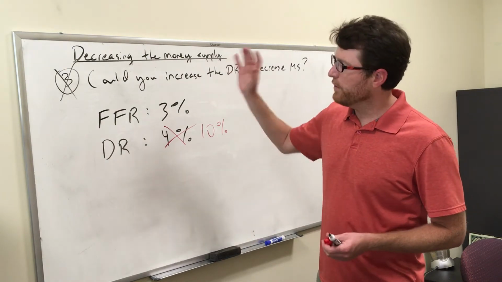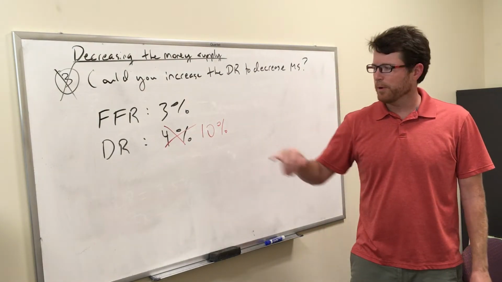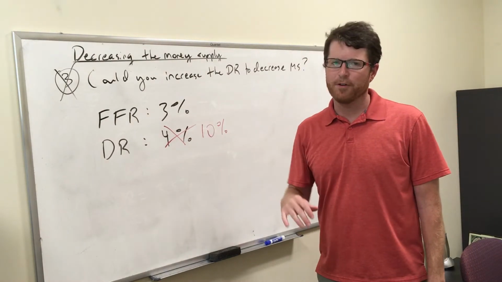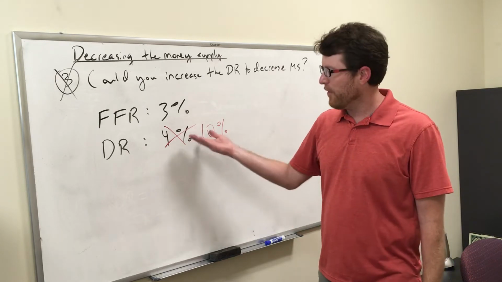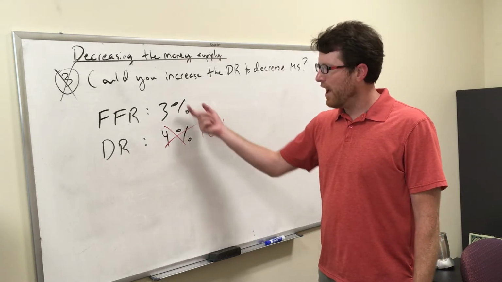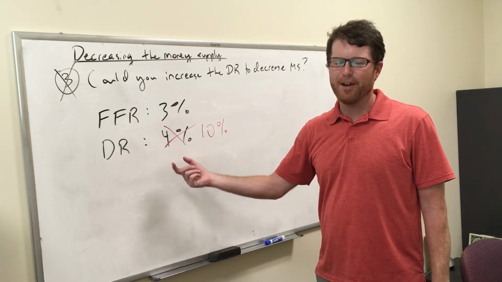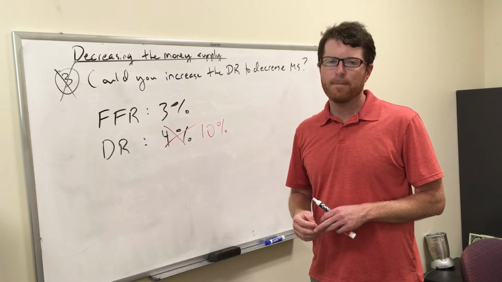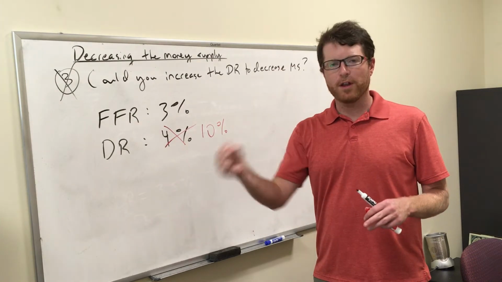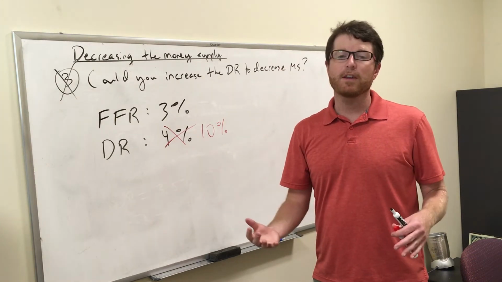Okay? So this one doesn't work, and the reason it doesn't work is because the discount rate is virtually always above the federal funds rate to begin with. So if the Fed raises the rate to be even higher than it was before, it does nothing because the banks continue to borrow from other banks. Okay? So this is the one that only works for increasing money supply. It can't be used to decrease the money supply.